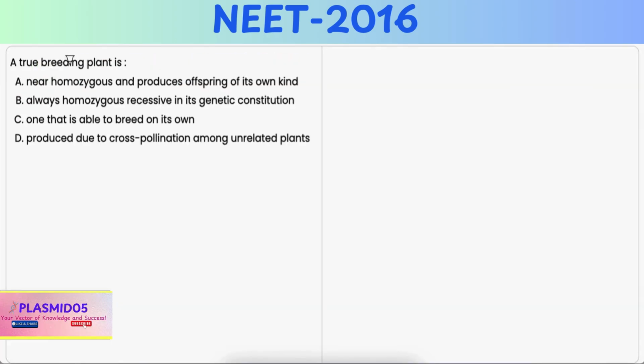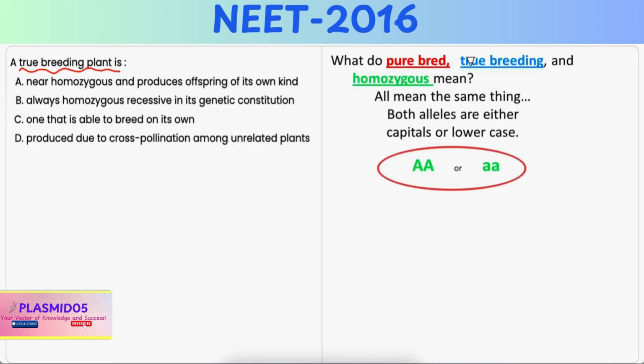In this question, you have to identify the correct statement regarding a true breeding plant. Option A, nearly homozygous and produce offspring of its own kind. True breeding plants are those that produce offspring with the same traits as in the parent when self-pollinated. And these plants are homozygous for the traits of interest. That is, the genetic constitution is nearly uniform. Hence, it is the correct option.